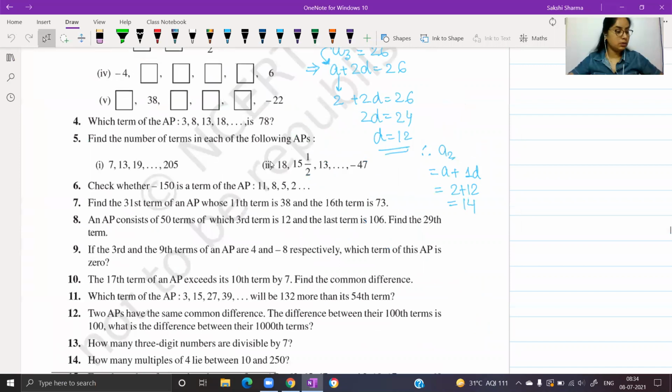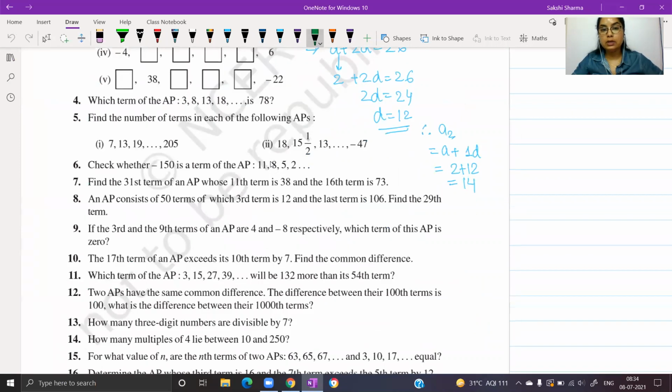Question number 4. Which term of the arithmetic progression is 78? Important type. You are given the arithmetic progression. You have to find out in this arithmetic progression at what place 78 will appear. So 78, if it is one of the terms of the arithmetic progression, where does it appear?